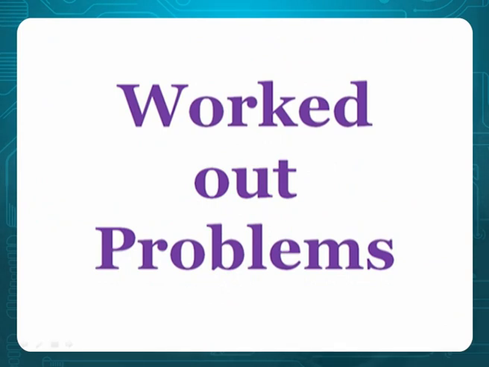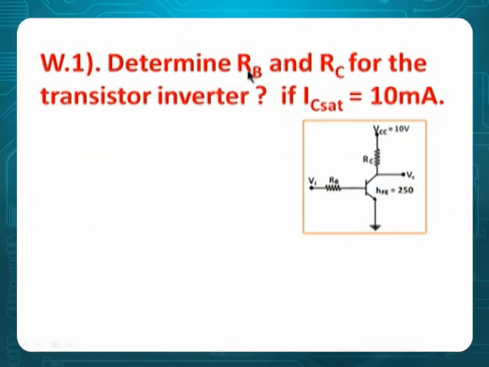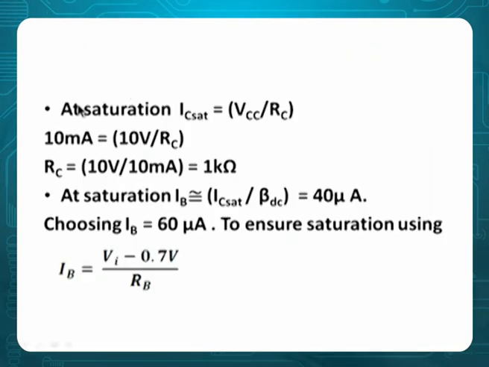Let's go to worked examples. Determine RB and RC for a transistor as an inverter if I sat is 10 milliamperes. Look at this transistor, RB, RC, and beta is also given here as 250. Now look at the solution. I saturation is VCC by RC, because the transistor is short circuited. And 10 milli is 10 volts by RC. Therefore, RC is 10 volts by 10 milliamperes, 1 kilo ohm.